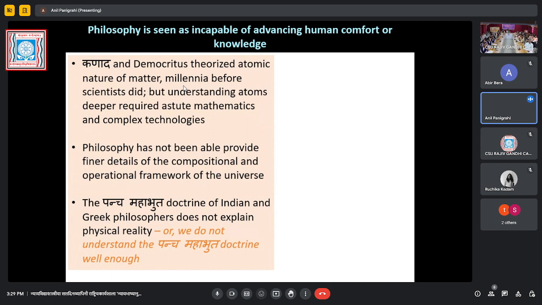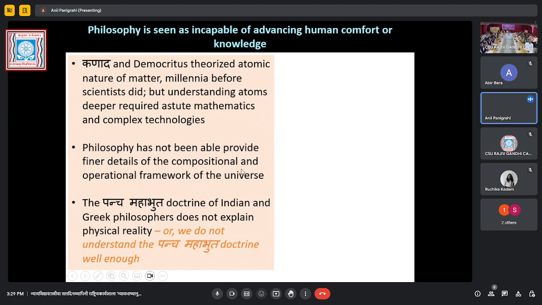And philosophy could not have done that. So that's a valid argument that philosophy could not have given us that finer level of physical reality. Another complaint is that philosophy has not been able to provide finer details of the compositional and operational framework of the universe.